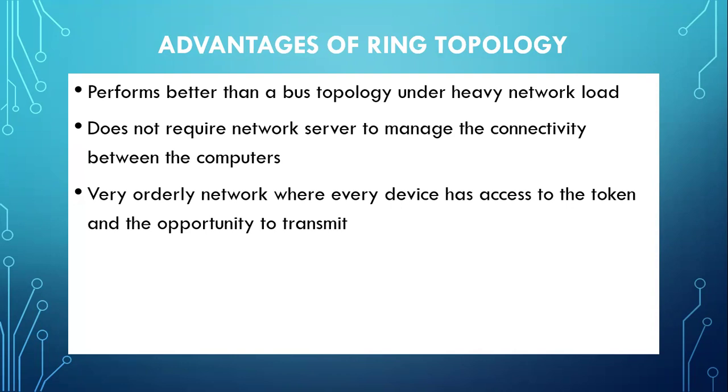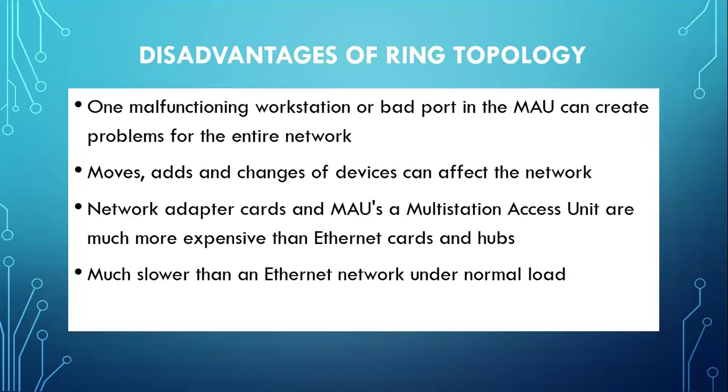Very orderly network where every device has access to the token and the opportunity to transmit. In terms of the disadvantages, one malfunctioning workstation or just a bad port in the MAU can create problems over the entire network. So just a single malfunctioning workstation collapses the entire network. Moves, adds, or changes of the devices can affect the network also.